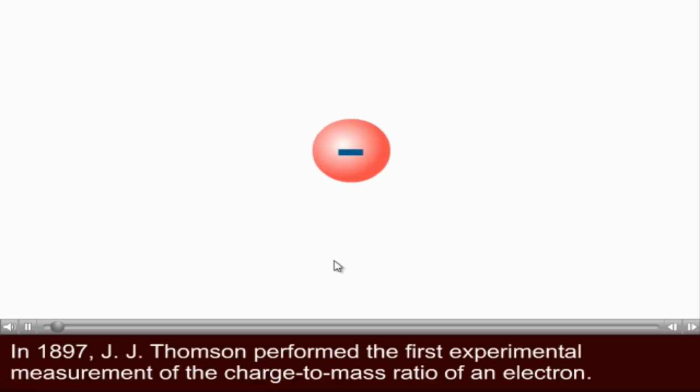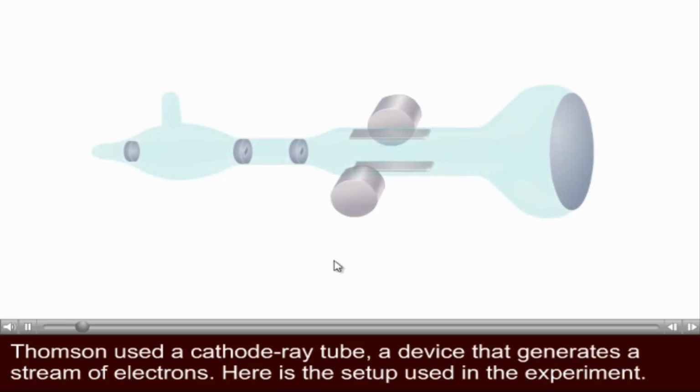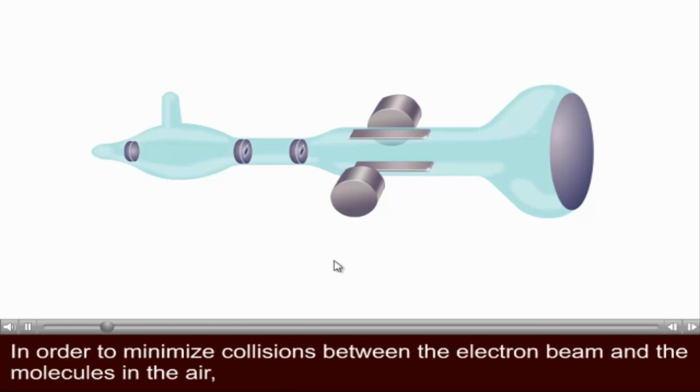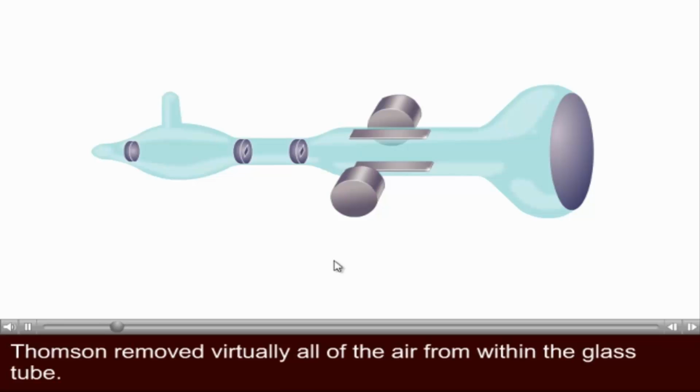In 1897, J.J. Thomson performed the first experimental measurement of the charge-to-mass ratio of an electron. Thomson used a cathode ray tube, a device that generates a stream of electrons. Here is the setup used in the experiment. In order to minimize collisions between the electron beam and the molecules in the air, Thomson removed virtually all of the air from within the glass tube.